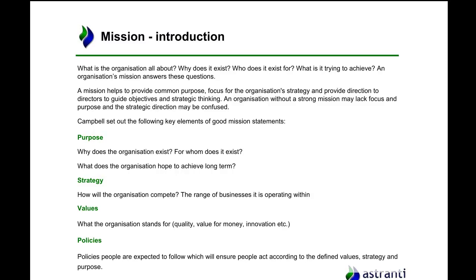You can see I've summarized that here by saying that a mission helps to provide a common purpose, a focus for the organization's strategy, and provides direction to the directors of the company when they are devising the objectives, setting the targets, and thinking strategically about why the organization should ultimately exist. The key model to look at when you are discussing mission statements is Campbell's mission statements, and that contains 4 key elements. We have the 4 key elements on the screen for you now.